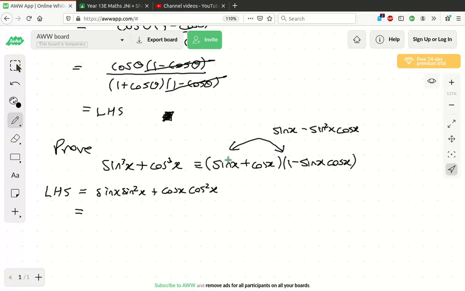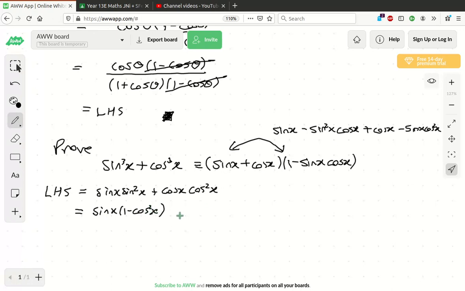So I've done that one times that one. I've done that one times that one. Now I need to do plus cos x, and then minus sine x cos squared x. And I can see that I've got some things which are starting to look a bit similar to that. Maybe if I rewrote, because I need a cos squared x in there, should I write this sine squared x as 1 minus cos squared x?